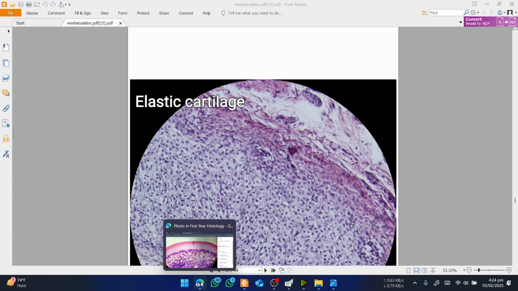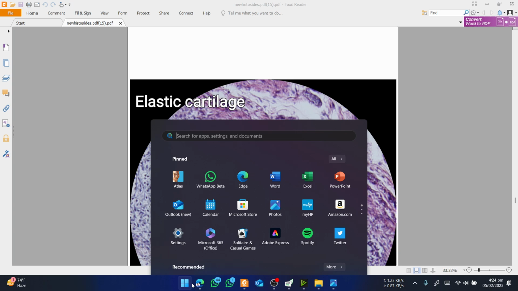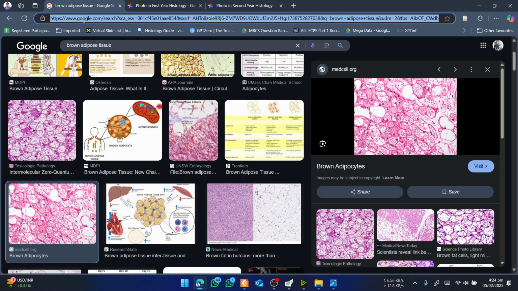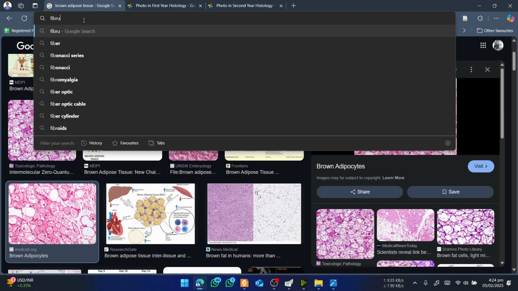I think I should show you a picture of fibrocartilage right here. What is this supposed to look like?